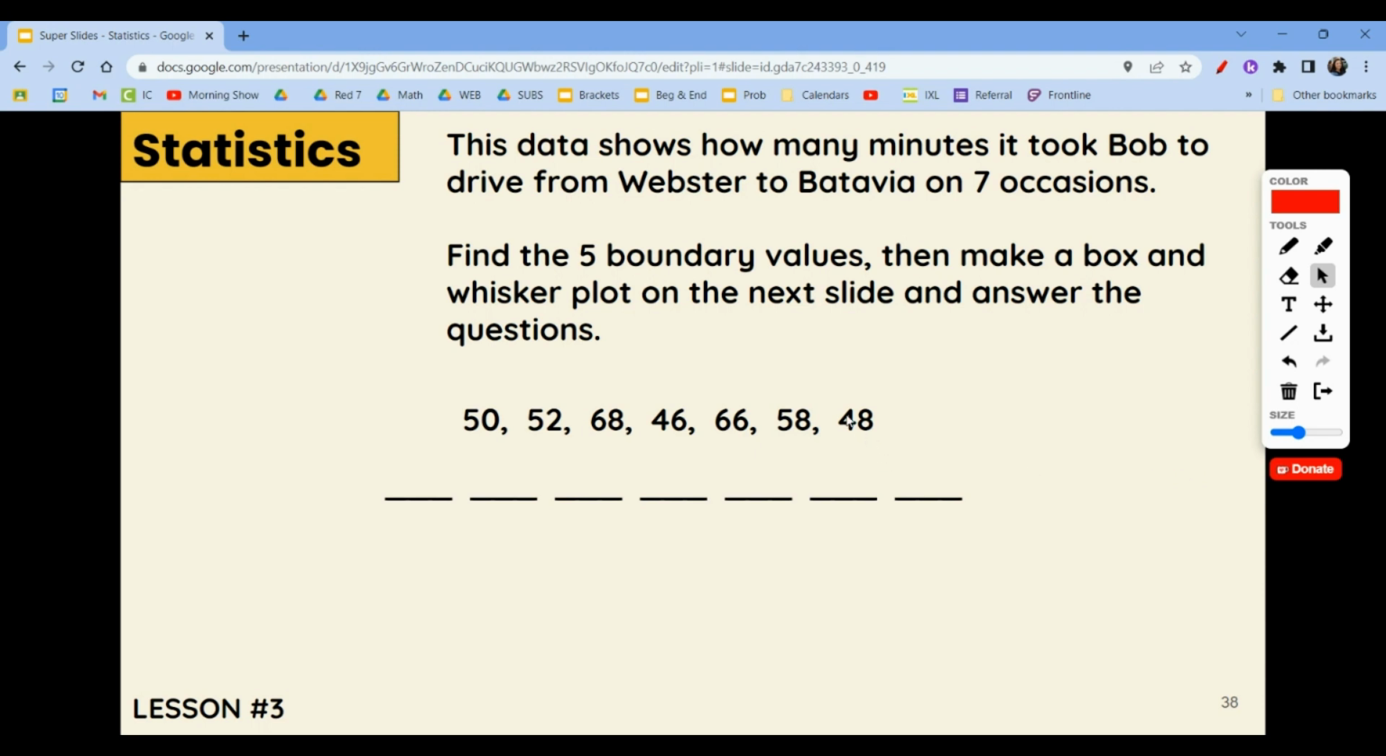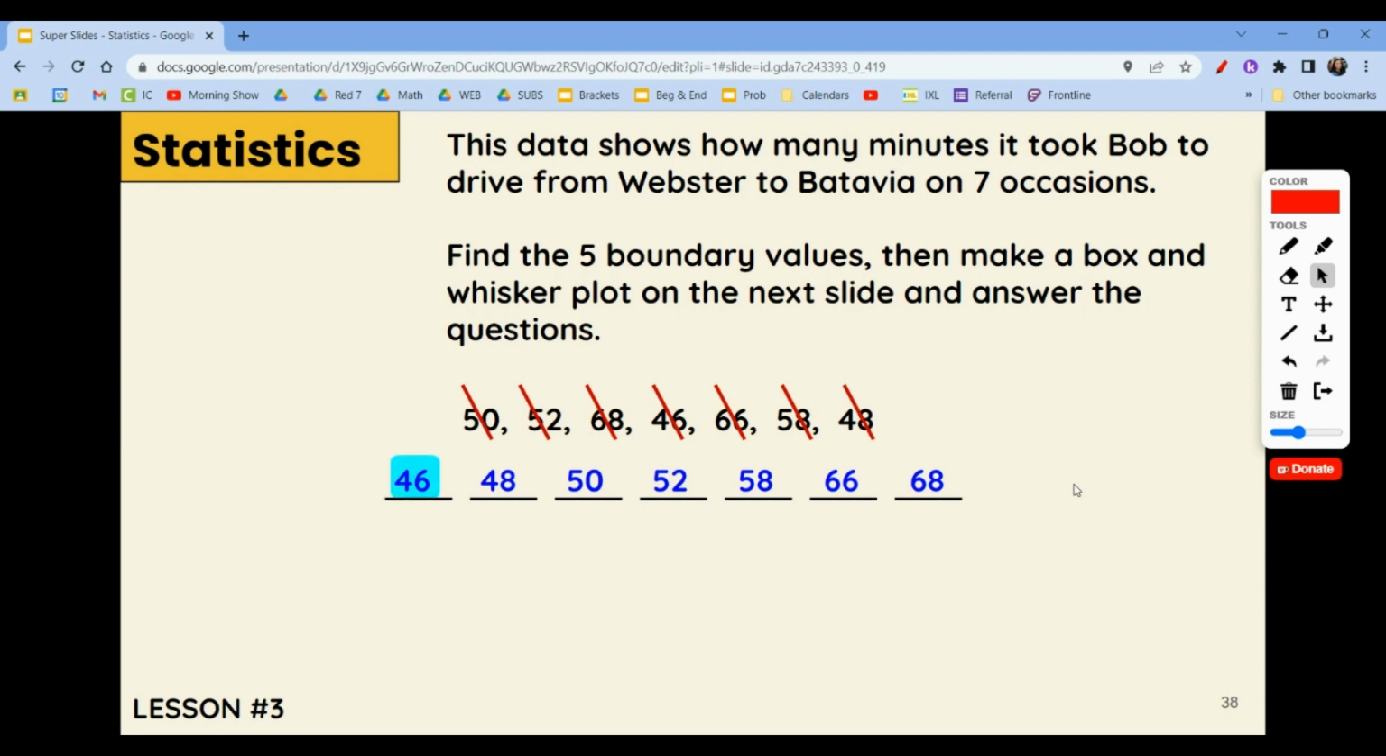Okay, the first thing we have to do is put these numbers in order. So which one's the smallest number? 46. Which one's next? 48. Which one's after that? 50. And then 52. And then 58. And then 66 and 68.